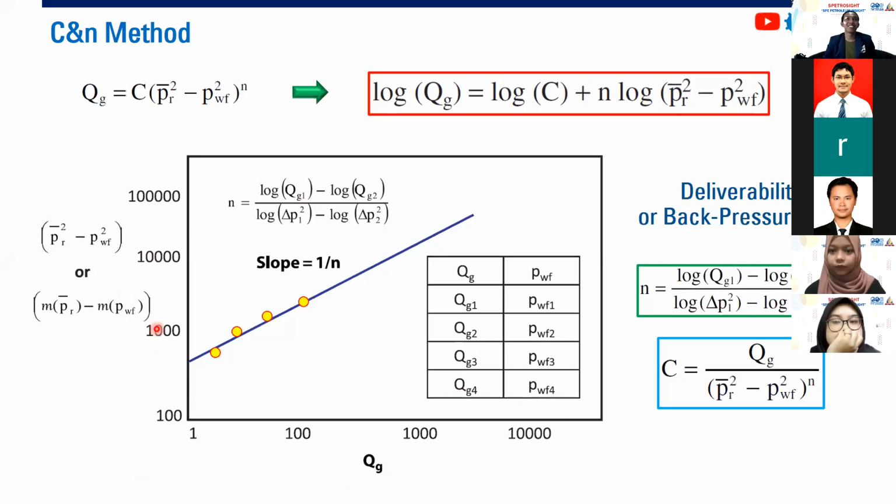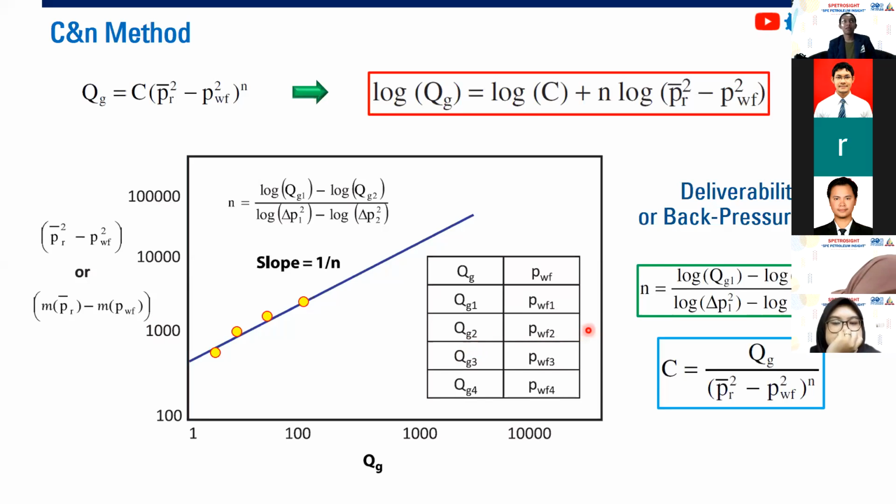So if you do well testing, you can open choke opening 1. You measure the flow rate, you measure the pressure, and then you increase the choke, and then you measure again. You get Q2 and pressure 2.